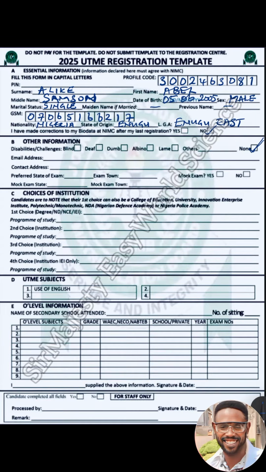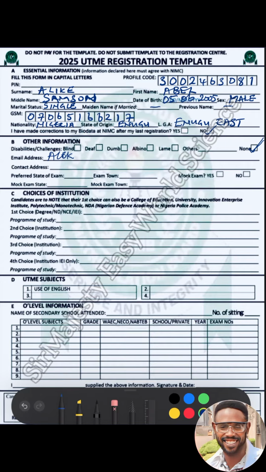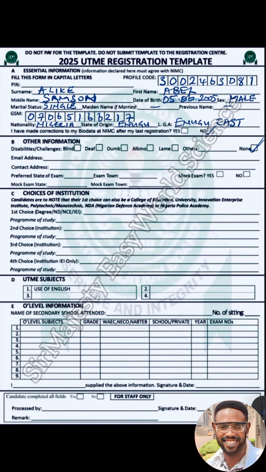Maybe here, spelled correctly. Remember what I'm using here is just a template. Alike Sam JAMB, or Alike Sam at gmail.com. You cross check.